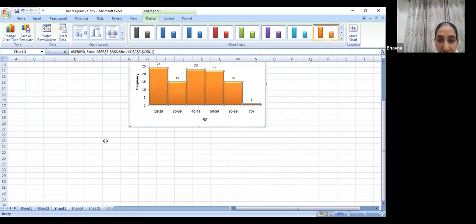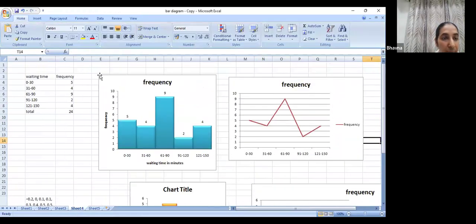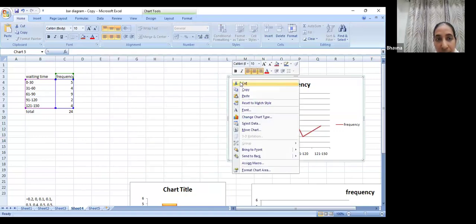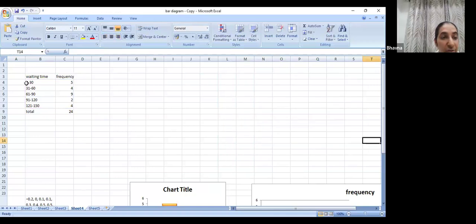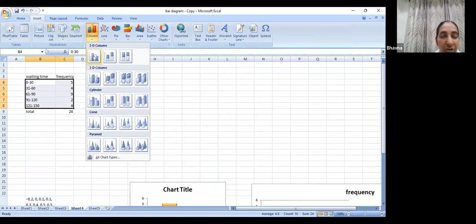We'll go through another example. Okay, this is the same example we talked about, the cardiology registration example, 0 to 30 minutes, 5 people had to wait and there were a total of 24 people, okay? We'll now try to draw a histogram out of this example. Select this data, okay? I selected this data. I go to insert, I go to columns, I draw one.